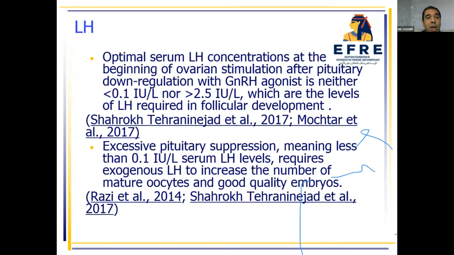Regarding LH, optimal serum LH concentration at the beginning of ovarian stimulation after pituitary down regulation with GnRH agonist is neither less than 0.1 international unit per liter nor more than 2.5 international unit per liter. This is in some studies, which are the levels of LH required in follicular development. And this means that excessive pituitary suppression, meaning less than 0.1 serum LH level, requires exogenous LH to increase the number of mature oocytes and good quality embryos.